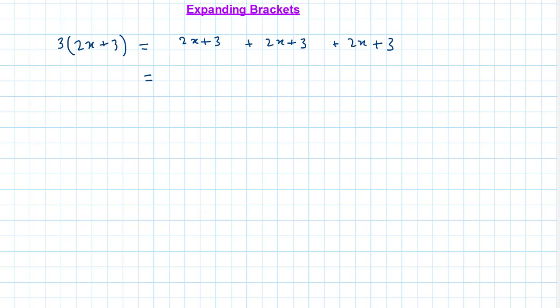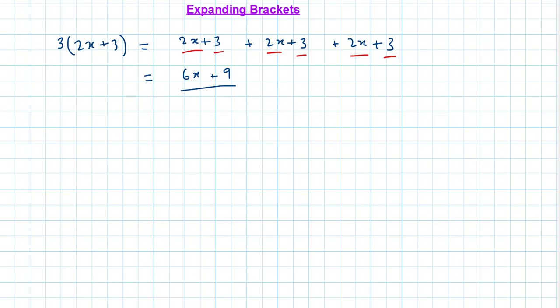And if you remember about simplifying expressions, all I've got to do is count up how many x's I've got. Well, I've got 2 x's here, another 2 x's here, and another 2 x's here. So in total, what I've actually got are 6 x's. And then I look at my constants. So I've got a plus 3, a plus 3, and a plus 3. So in total, I also have plus 9. And I have expanded my bracket.